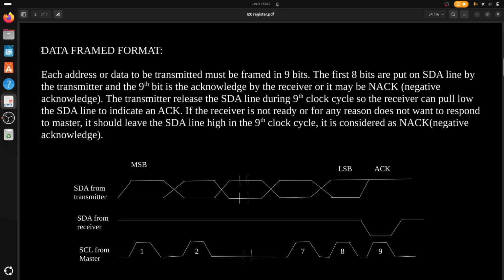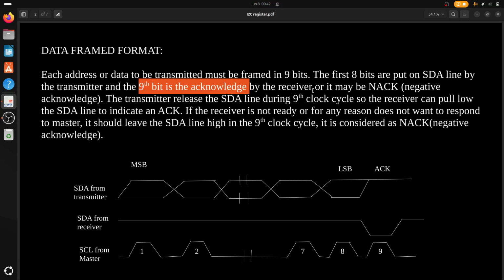This one is the data frame format. The data frame format in I2C consists of 9 bits. Out of these 9 bits, 8 bits are the data bits, and the 9th bit is the acknowledgement bit. Acknowledgement is pulling the SDA line low to indicate it is ready to receive the data sent by the transmitter, the master. If it doesn't want to receive the data sent by the master, then it can keep the SDA line high.